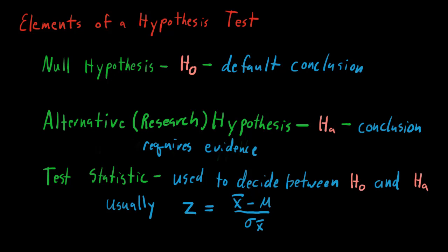To determine if we're going to take the null hypothesis or the alternative hypothesis, we're going to use what's called a test statistic, which is used just to decide if we're going to stay with H naught or take HA. For our purposes, that's usually going to be the z statistic that we've been using for the past several chapters, which is our x bar value minus some mean, which we're going to be able to determine later, divided by the standard deviation for those x bar values.